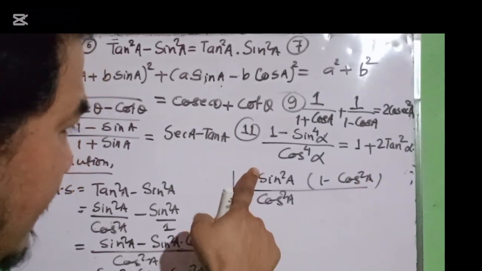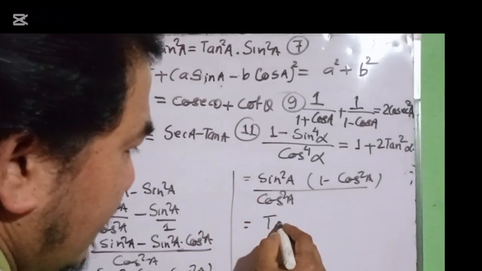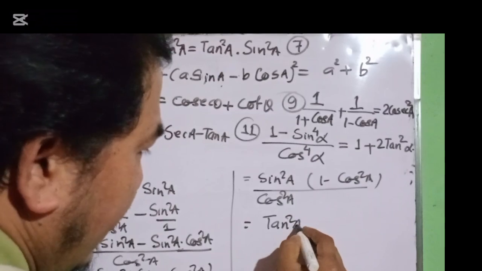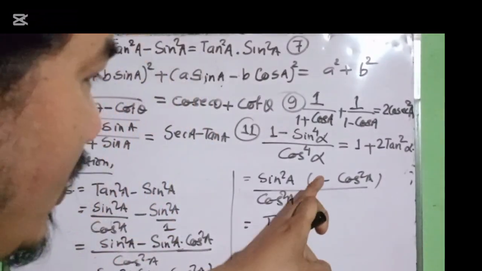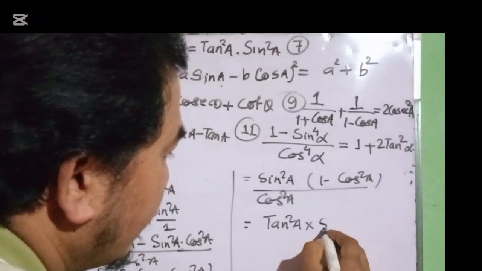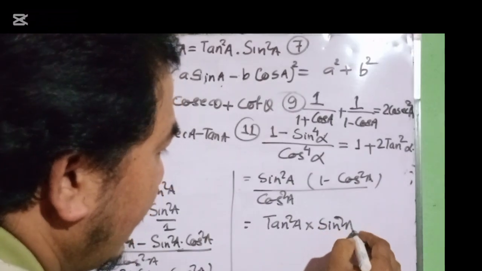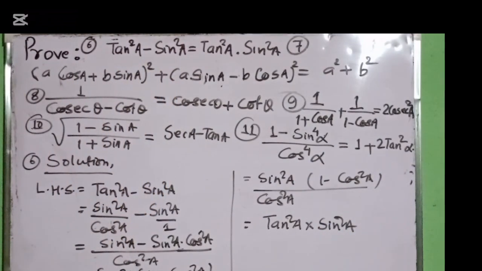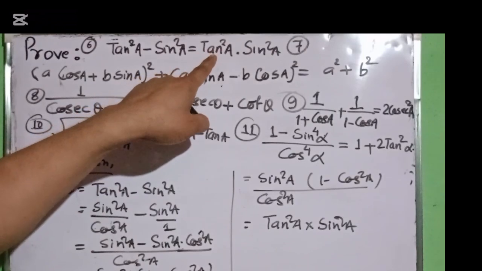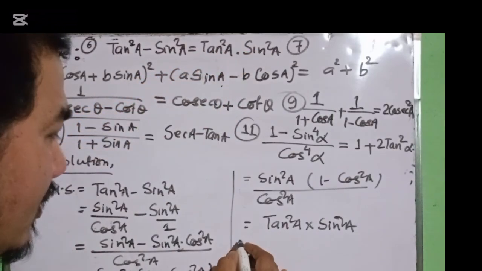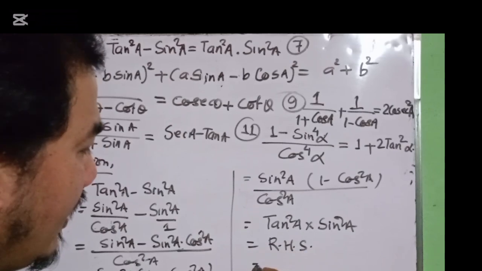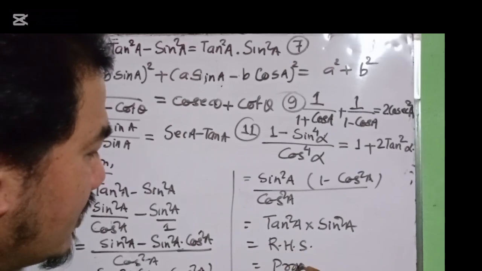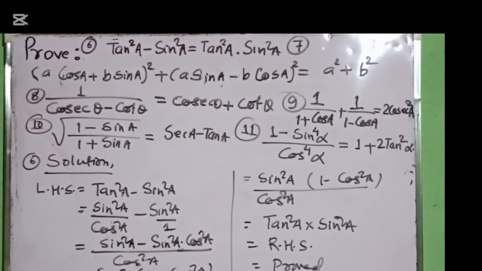and inside the bracket there is 1 minus cos square a. We know that sin square a by cos square a means tan square a, into 1 minus cos square a. In the Pythagoras relation, 1 minus cos square a means sin square a. Our question was asking to find tan square a into sin square a, and we got it. That is our right hand side and our question solution is proved. Like this we have to prove it.